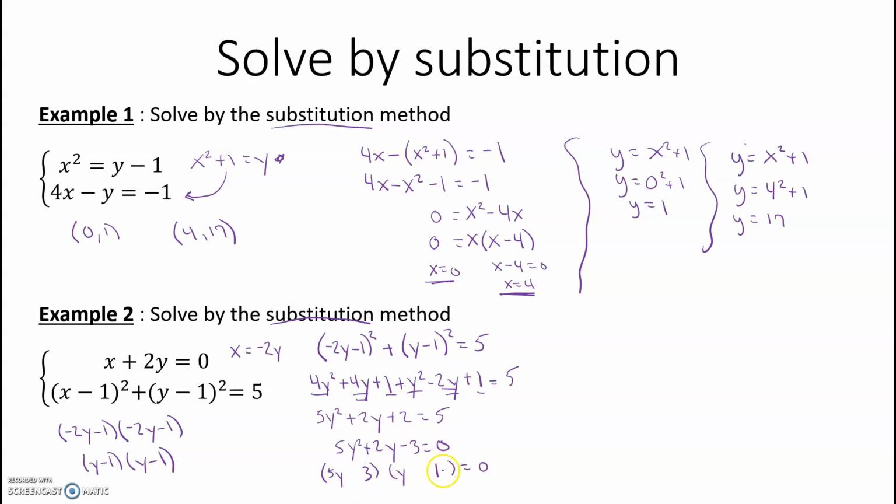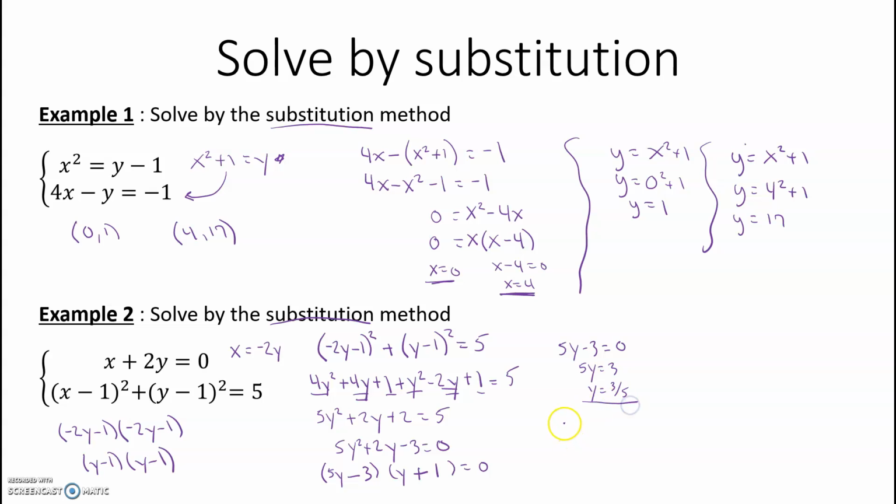So 5y times 1 gets me 5y. And 3 times y gets me 3y. So we want positive 5y minus 3y to get 2y. And then we can solve those. 5y minus 3. So you have to have a really good background in factoring quadratics here. Add 3 to both sides and divide by 5. So we're going to leave that as a fraction.